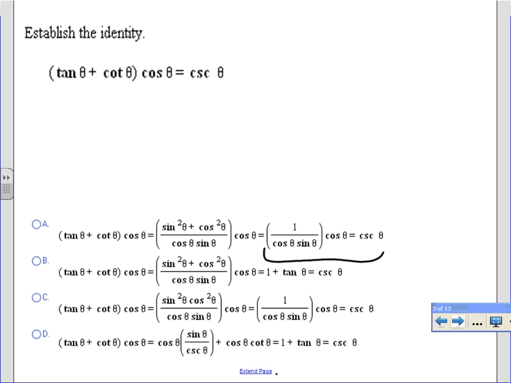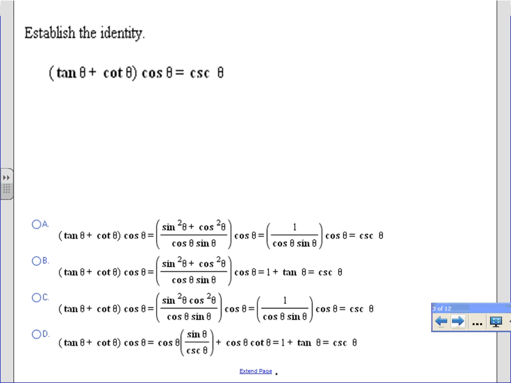So notice they've got it down to 1 over cosine theta sine theta times cosine theta. And so notice, would that be equal to cosecant theta? Well, let's try to make it work. Well, the cosines would cancel out. And so that would just leave you with 1 over sine theta. And 1 over sine theta is cosecant theta. So that makes sense. So that's a possibility.